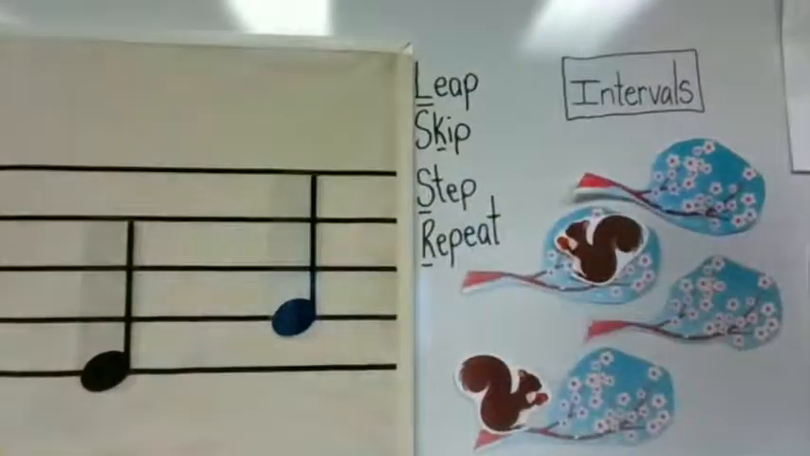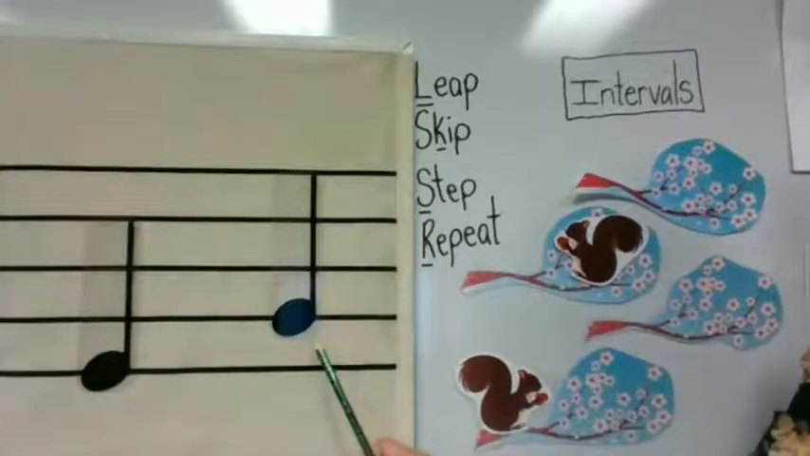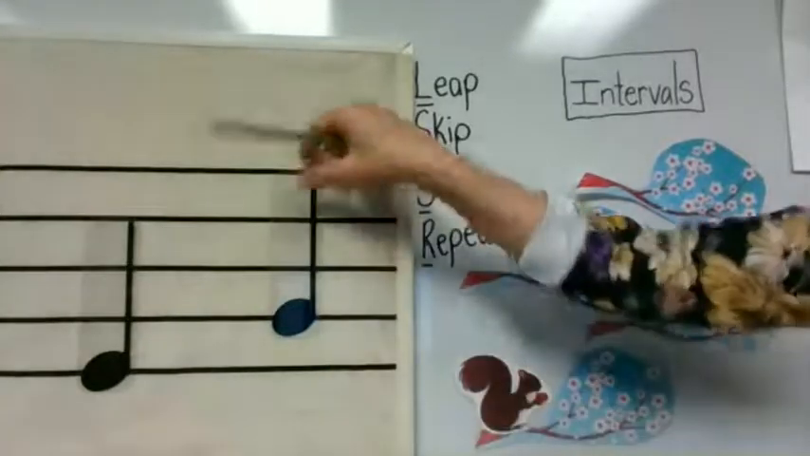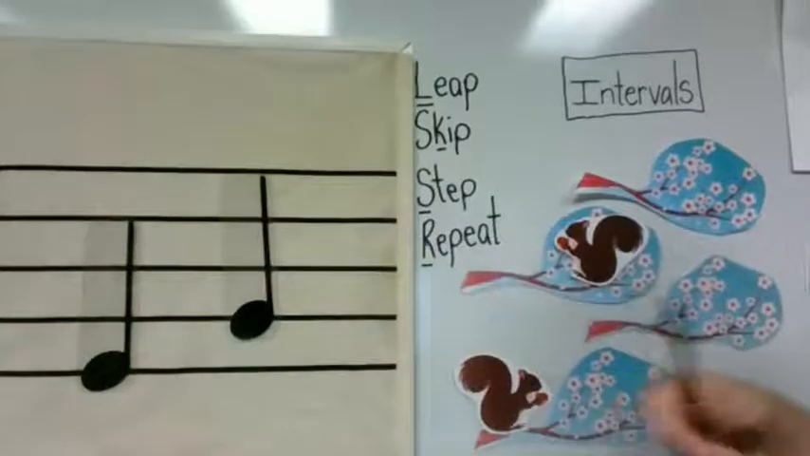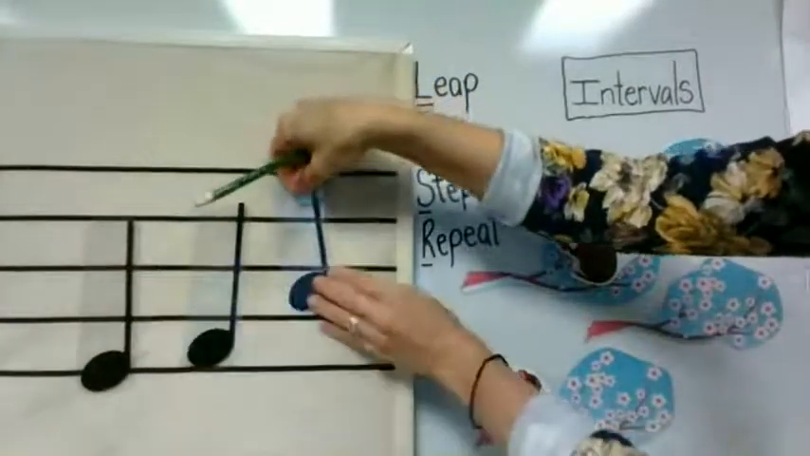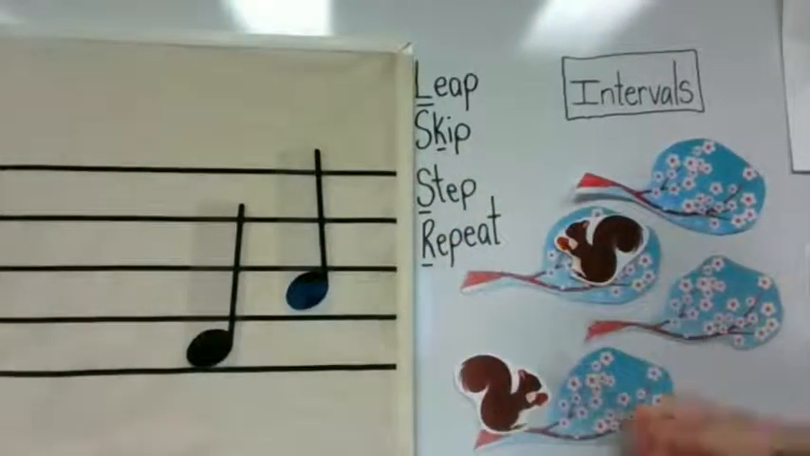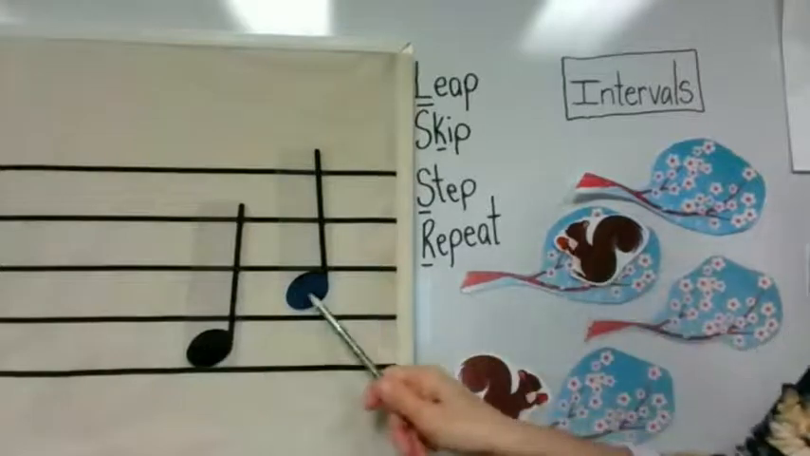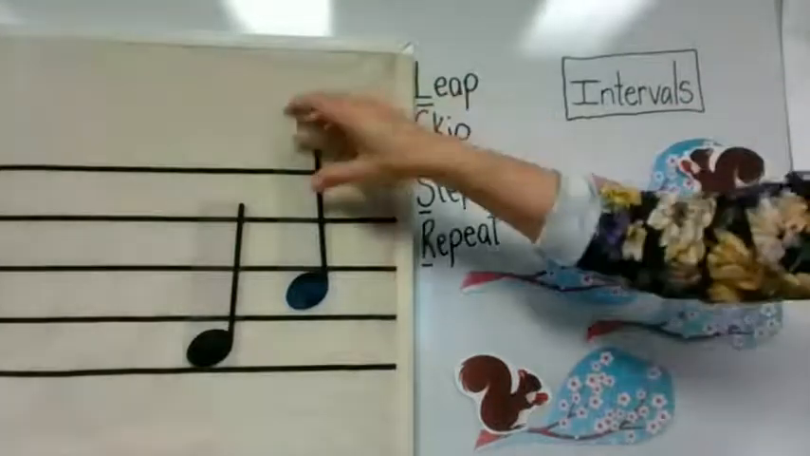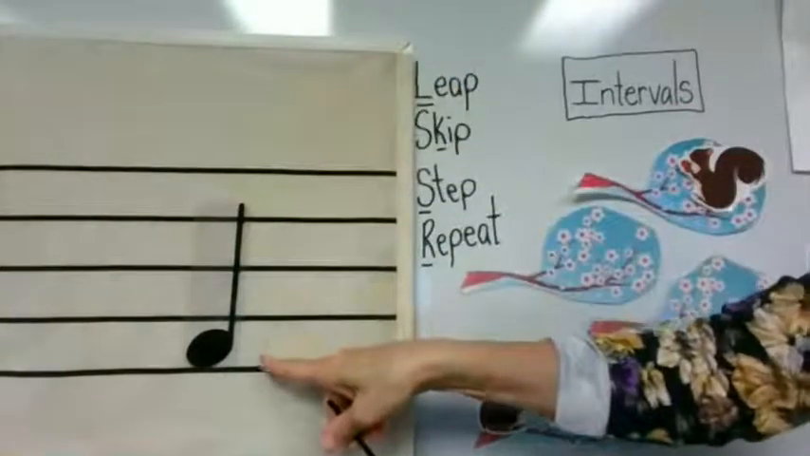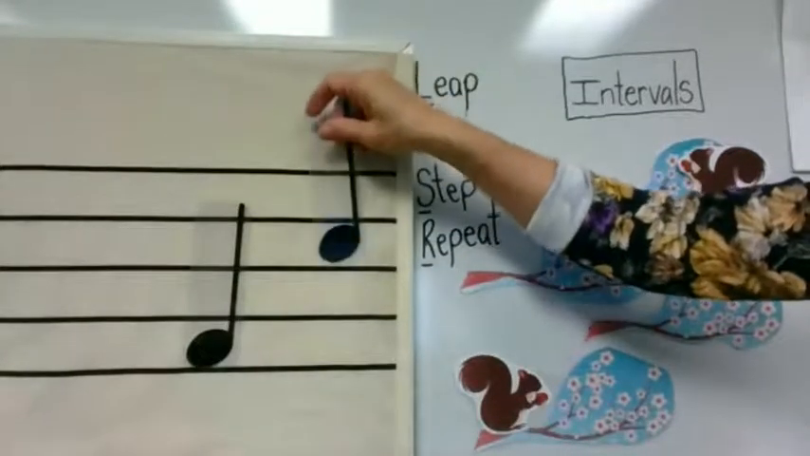Now, skips. Skips always go from line to line or space to space. So this is a skip. You know it's a skip because a skip would never look like this. A skip always looks like this, line to line or space to space. That's a skip with the K. And then you have the final one, leap, and that's anything above a skip. Anything above a skip, here or here or here or here, is a leap.